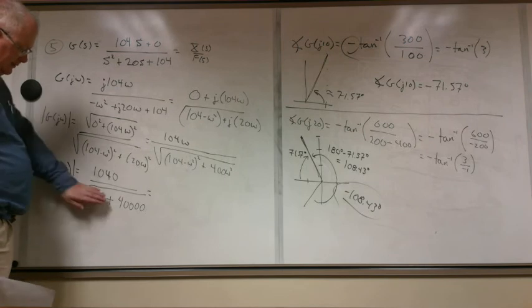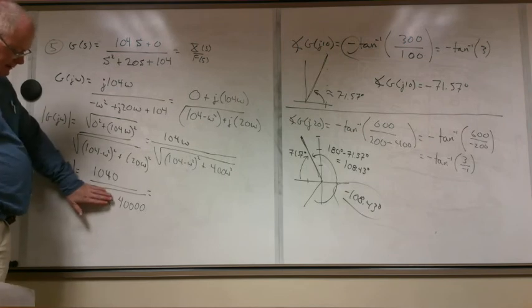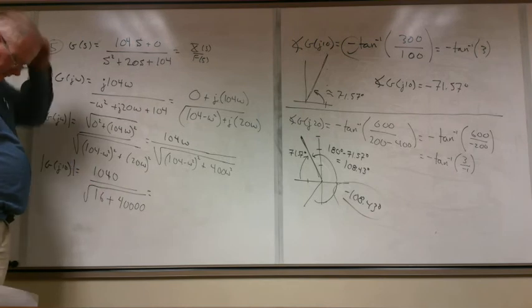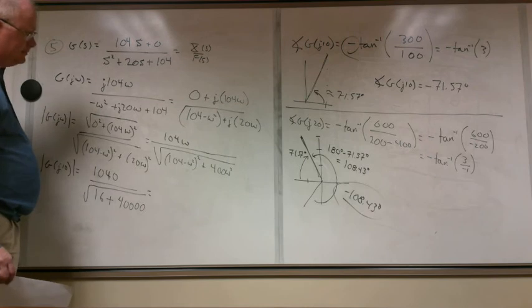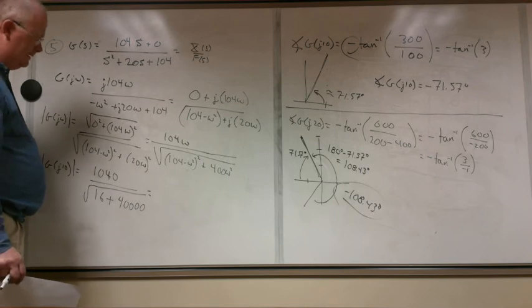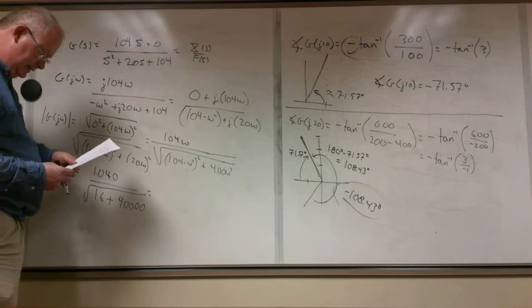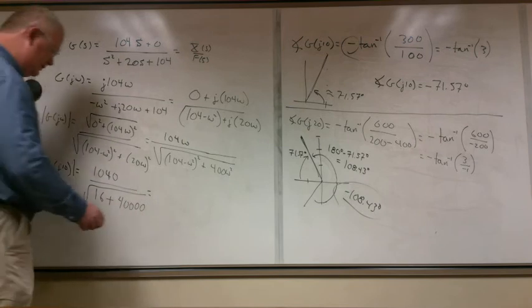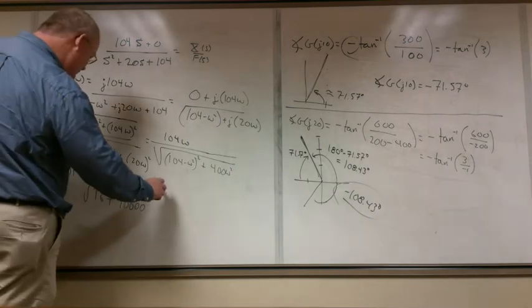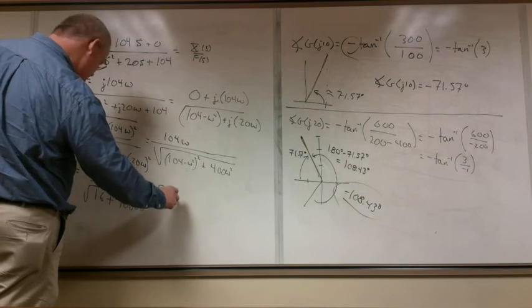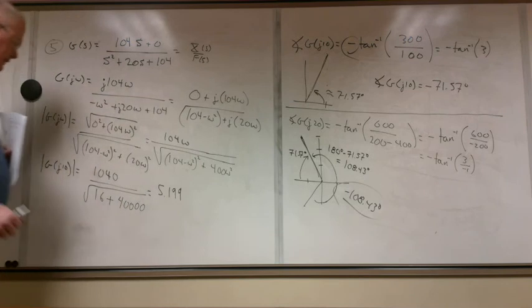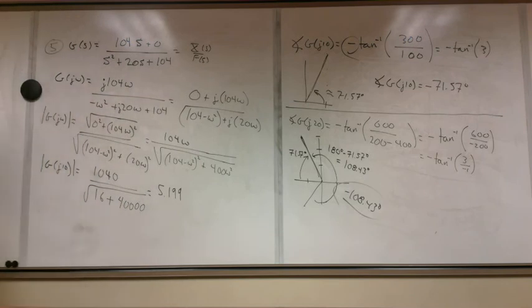By my numbers, if it was just this, we get 1040 divided by 200, which is 5.2, and we actually get 5.199. Okay, close enough. All right, I think I did some shortcuts on that. So that's how we get the magnitude.